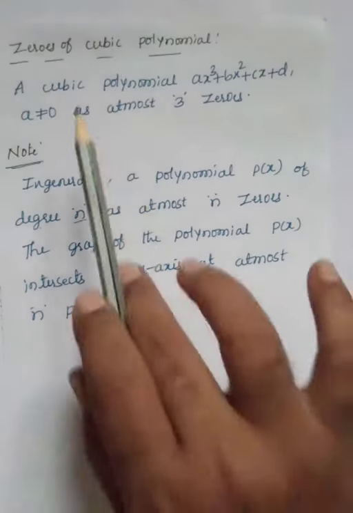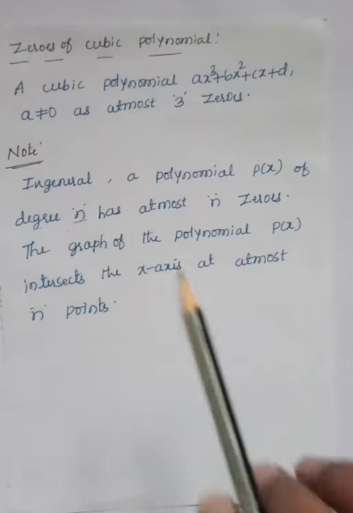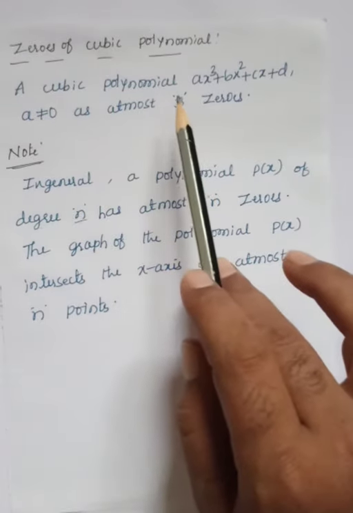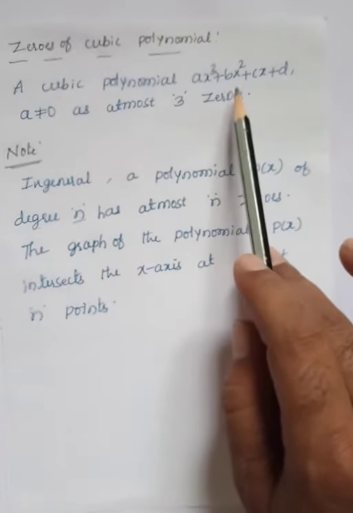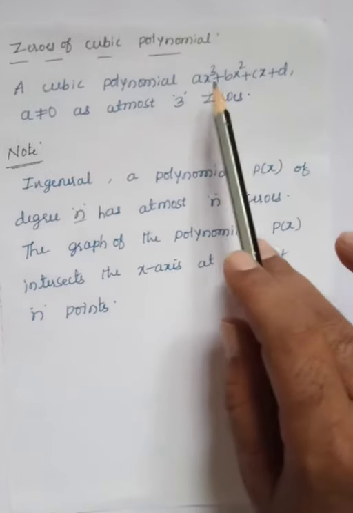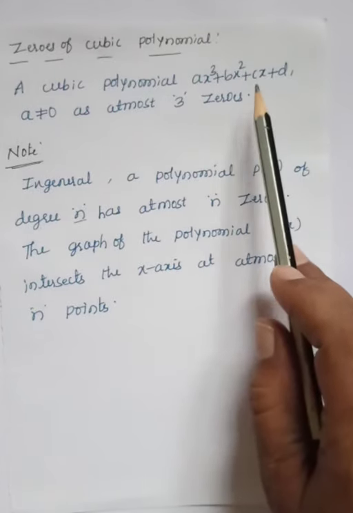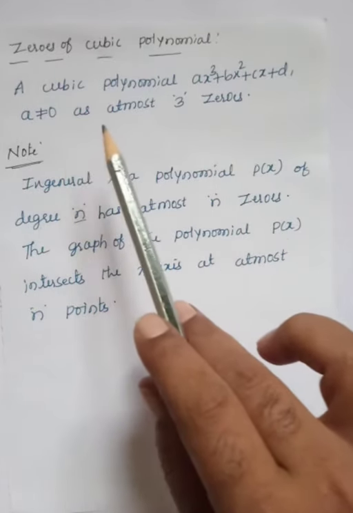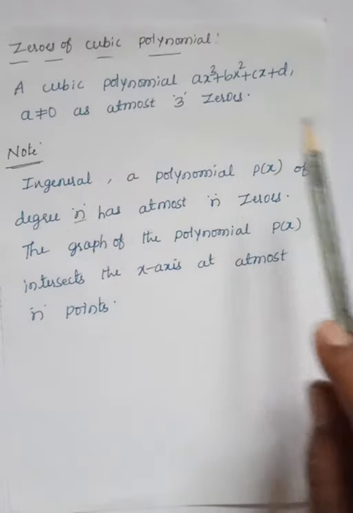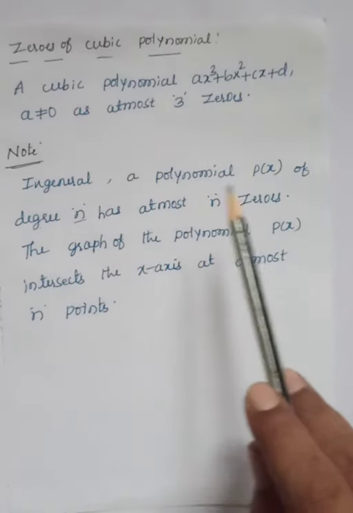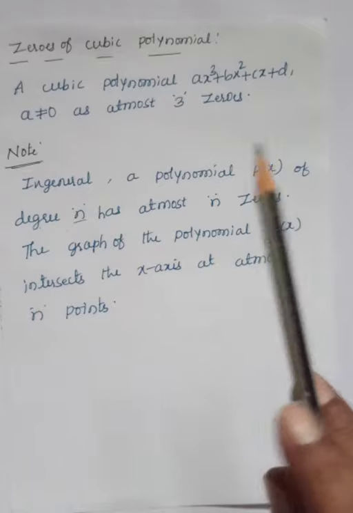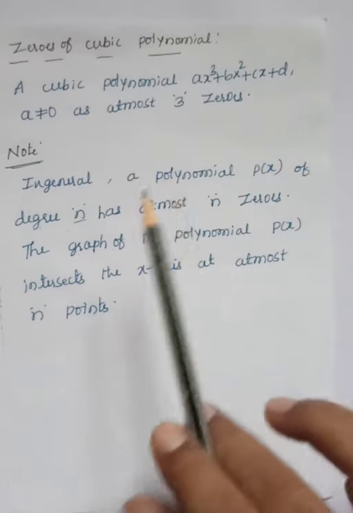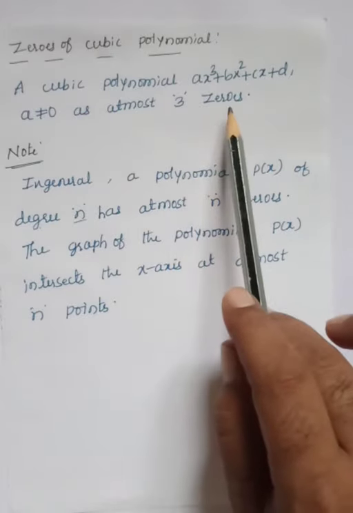Next, zeros of a cubic polynomial. A cubic polynomial is ax cube plus bx square plus cx plus d. This is the general form of the cubic polynomial, where a is not equal to 0, and it has at most three zeros. In case of linear, 1 zero at most. In case of quadratic polynomial, 2 zeros. In case of cubic polynomial, 3 zeros.